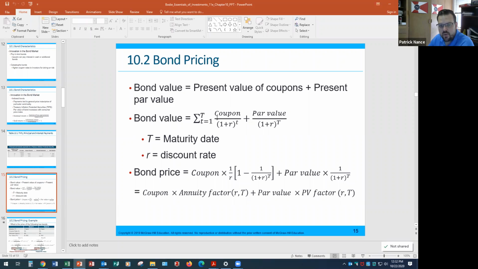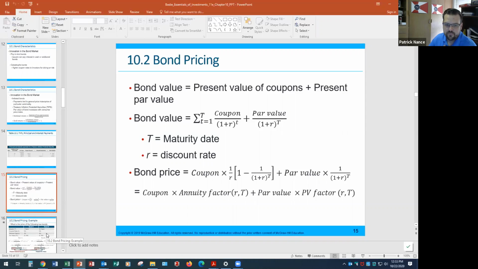So how we do our bond valuation is we find the present value of the coupons, so that's all those $50,000 payments in my example, and we find the present value of the par amount, and then we add those two together, and that gets me my bond price. Okay, so they're using the annuity factors here. I'm choosing to use the present value function in Excel instead.